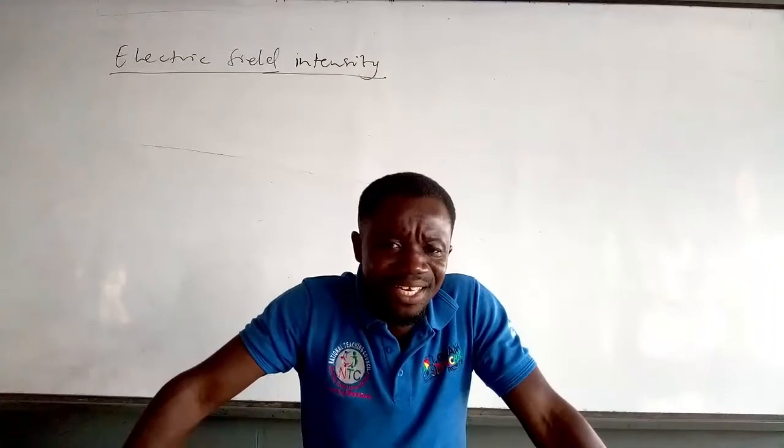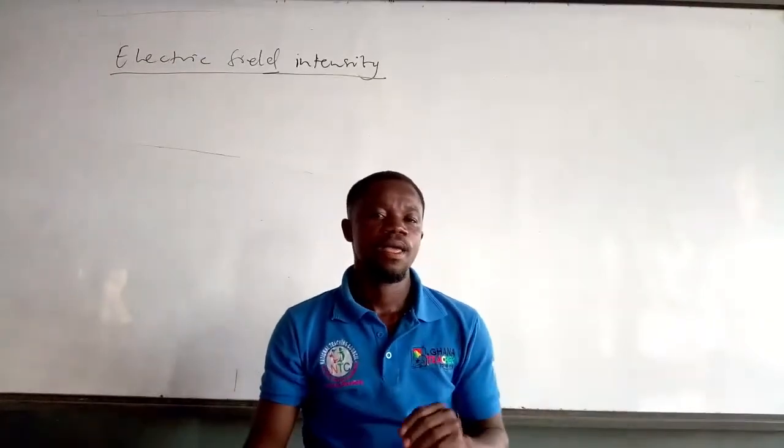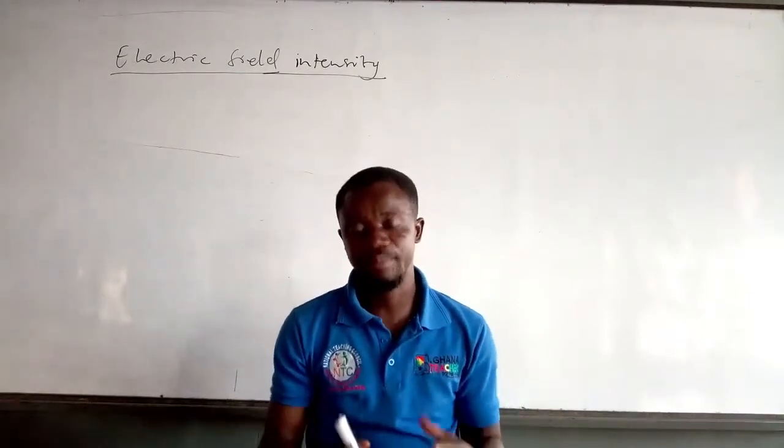Now we define electric field intensity at a point in an electric field as the force per unit charge placed at that point in the field. Let me explain this.